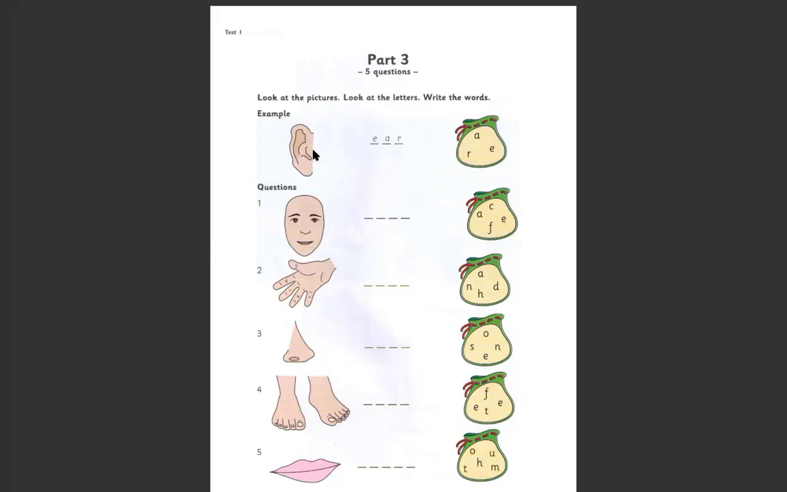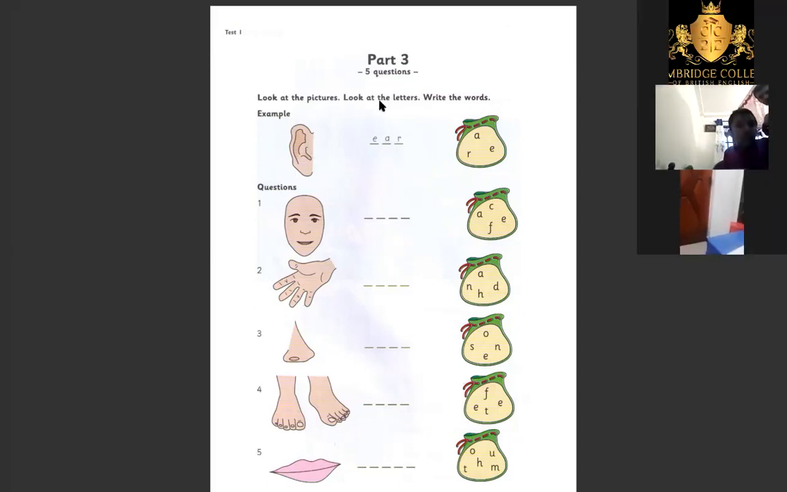So the first one is the example. Yes, you can see an ear. E-A-R, ear. That is the answer for the first one. They have already given it. So question number one, what is it? What can you see here?